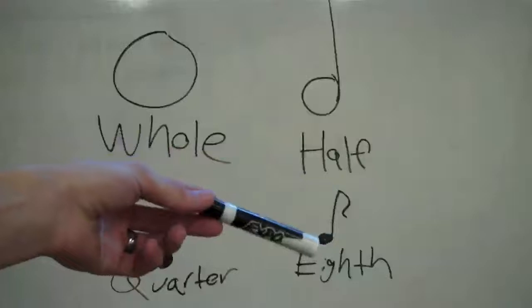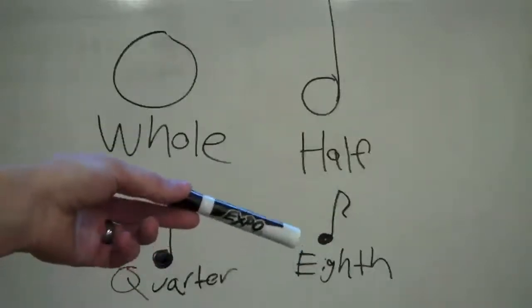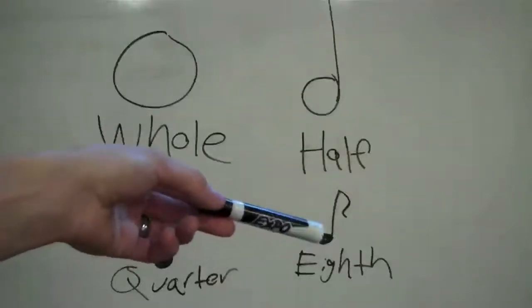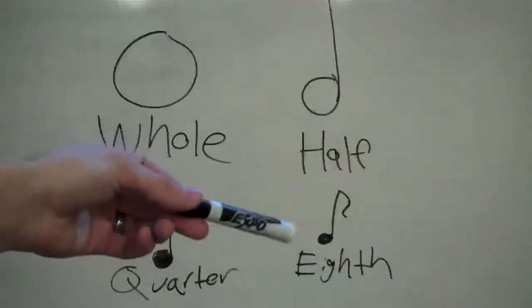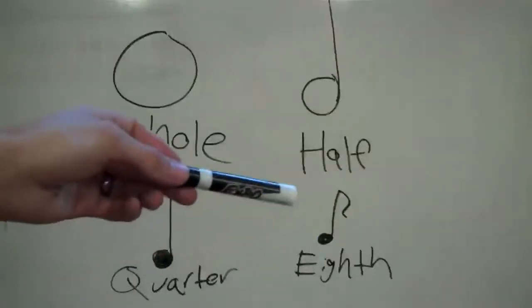An eighth note is even smaller. 8 of them fill up an entire measure, or they are 1/8 of a whole note. So we've run out of counts now. Eighth notes are kind of interesting. You count them 1 and 2 and.